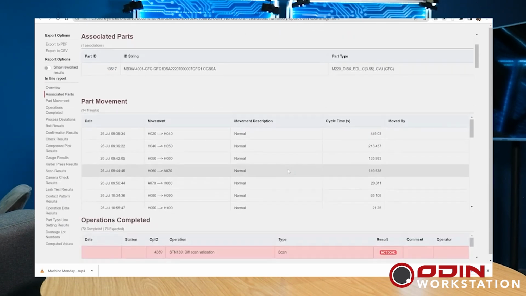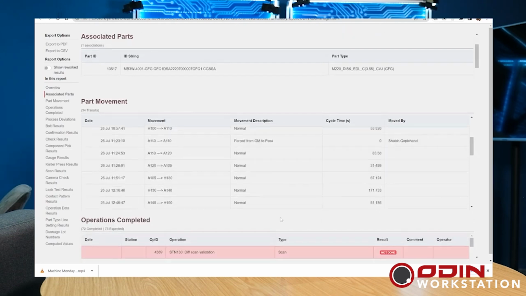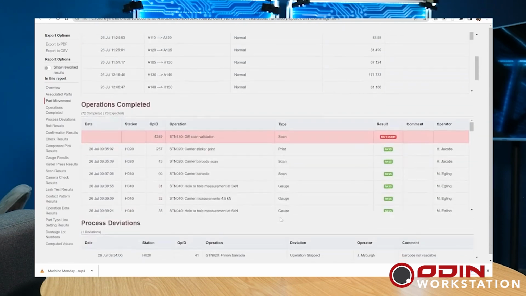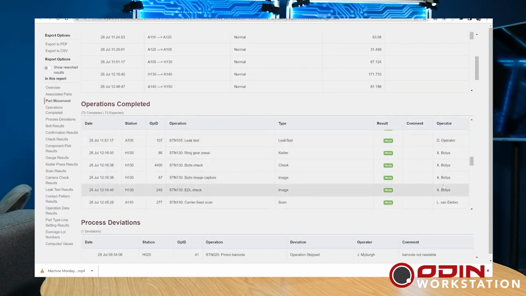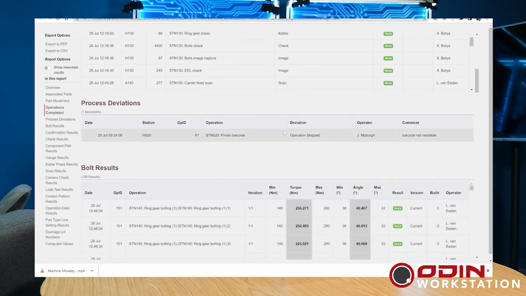So over here you see a typical report for a single product produced on a data-driven production line. I can see all of the operations completed. I can actually see that there was one process that wasn't done. I can see which operator performed each operation. I can see the deviations. So in this case, the pinion barcode was a deviation and who was responsible for the deviation.